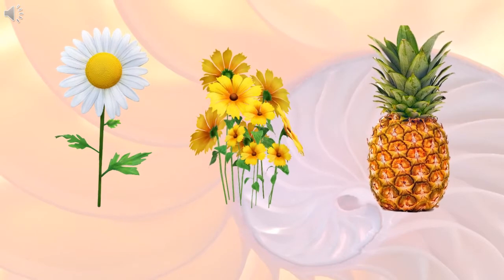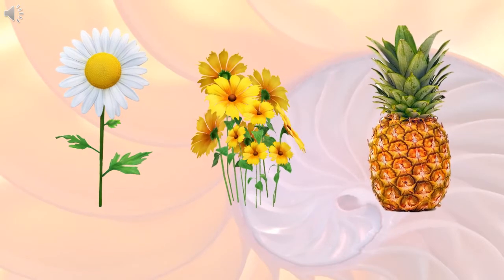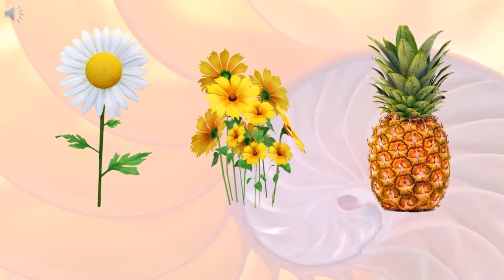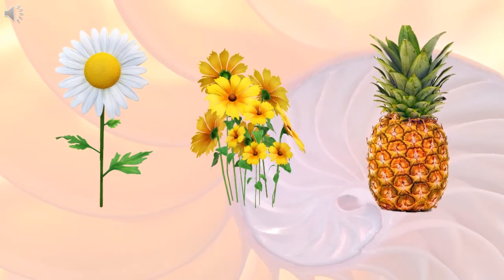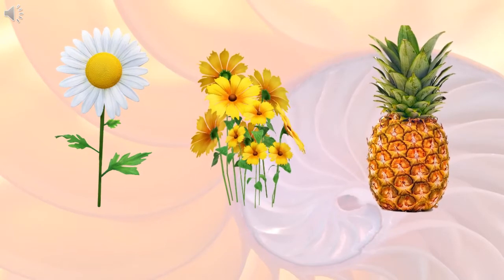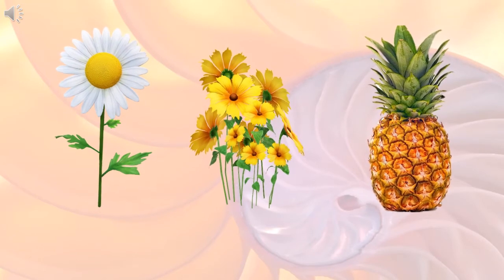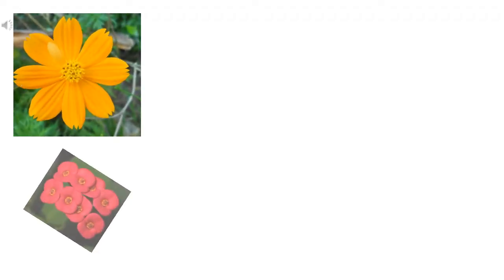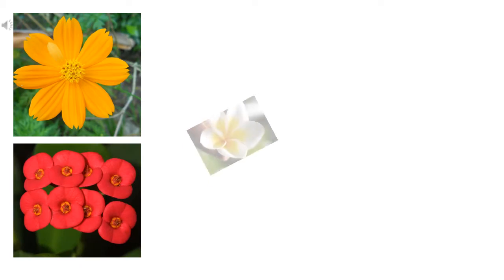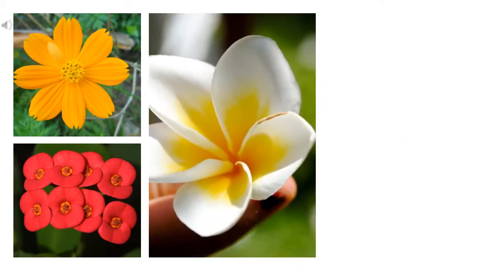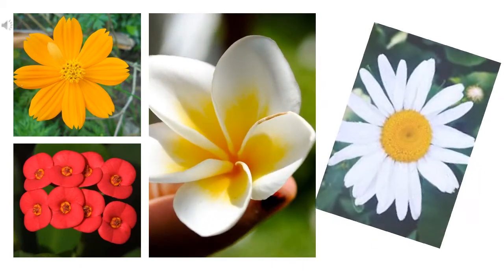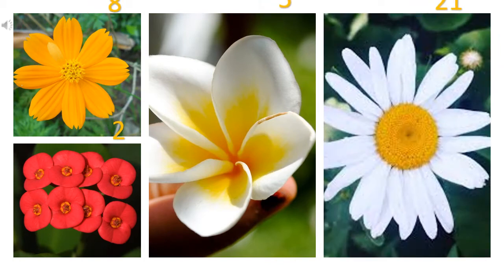First, collect some flowers. Next, take a ripe pineapple. Try counting the petals on each of your flowers. Do you have any flowers with 4, 6, 7 or 9 petals? Chances are you will find flowers with 3, 5, 8, 13 or 21 petals. But you don't find many with 4, 6, 7 or 9 petals.